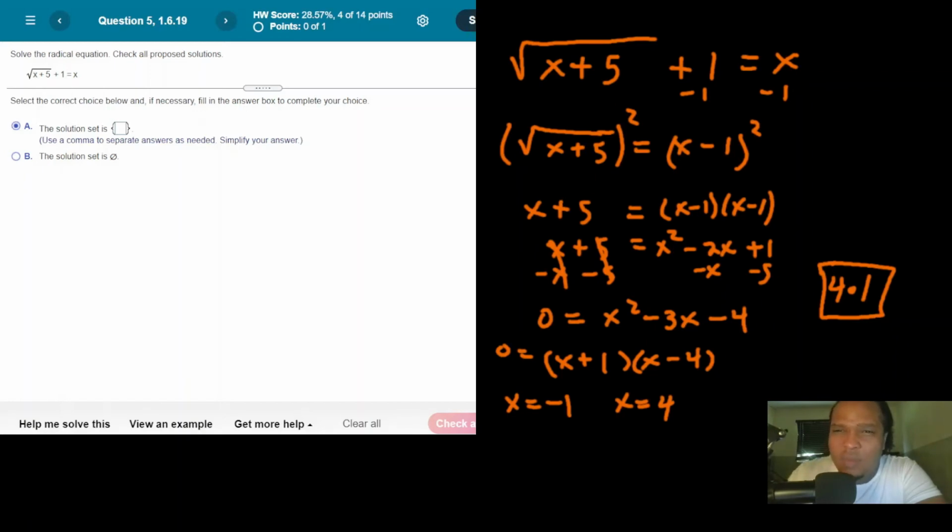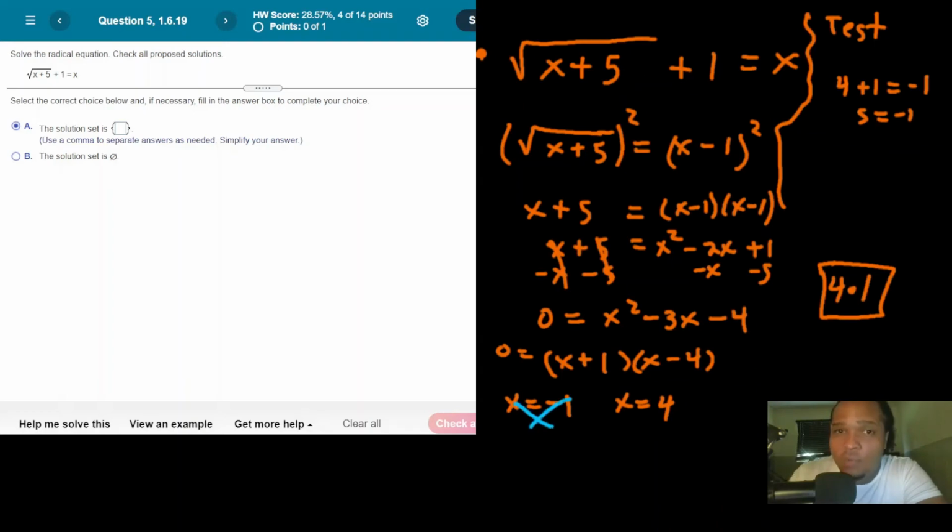So let's plug them into the original. Let's get rid of this for 1 second. Okay, so we're going to plug right into here, right in the original. We're going to put negative 1 in there. Negative 1 plus 5. Right here, we're testing. Negative 1 plus 5 is going to give you a 4. Then we have plus 1, and this is equal to negative 1. And 5 is not equal to negative 1, so we're not going to use the negative 1 this time.